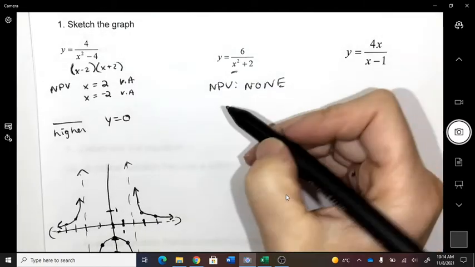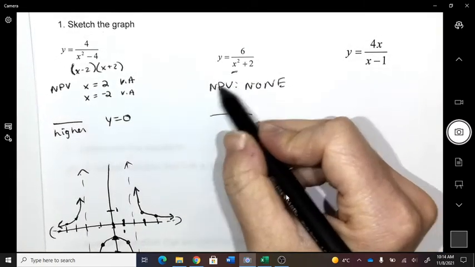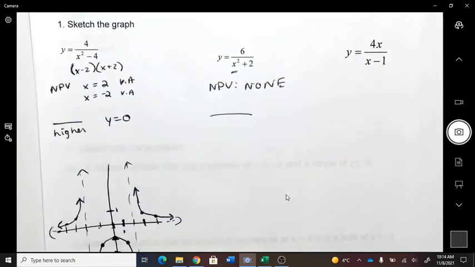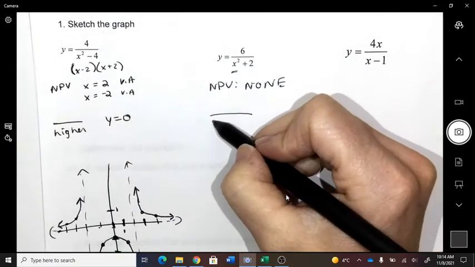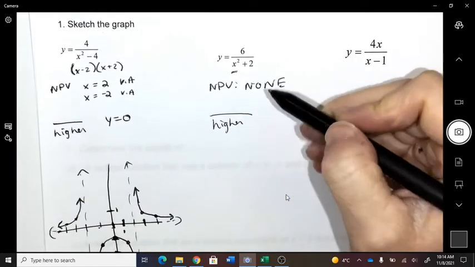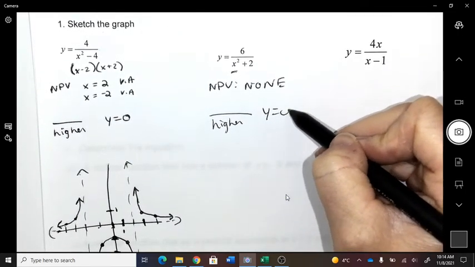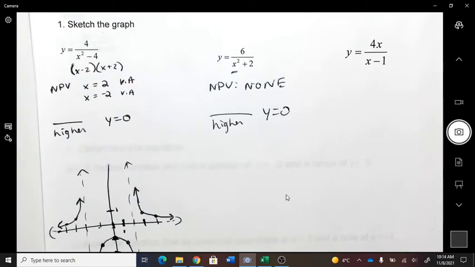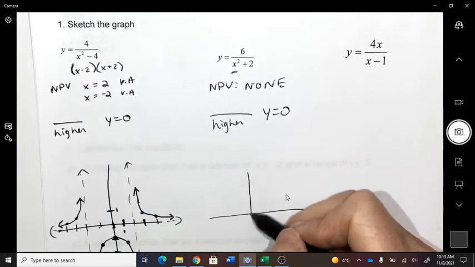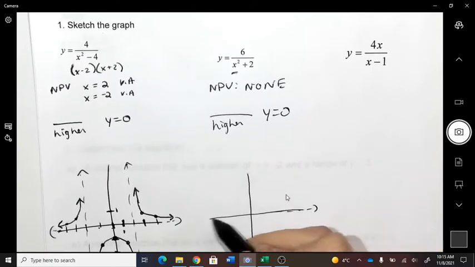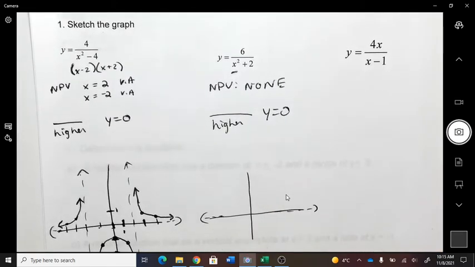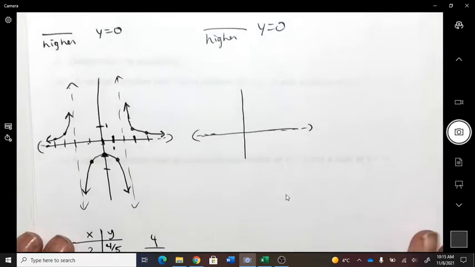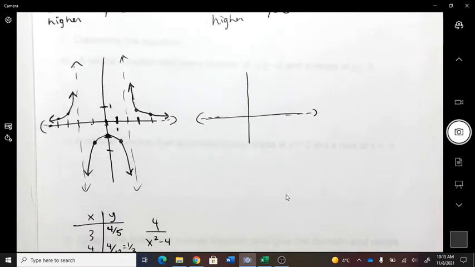Okay, horizontal. So, degree situation. Talk about the degrees. They're higher on the bottom, which means asymptote. Okay, so I only have that for asymptotes.